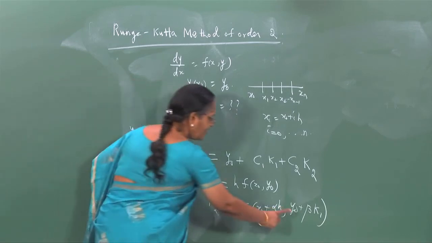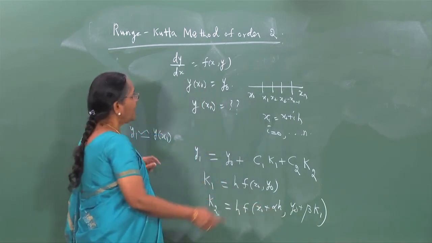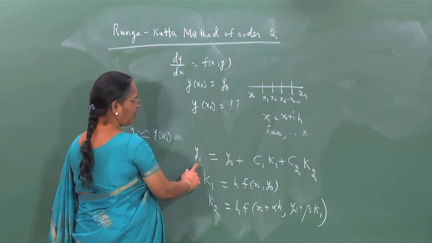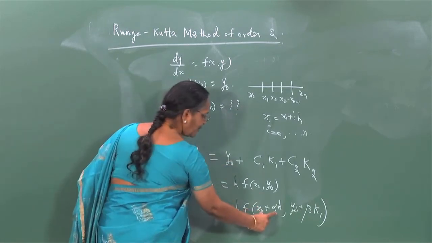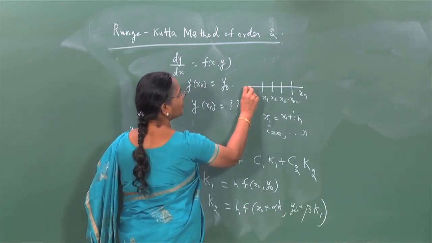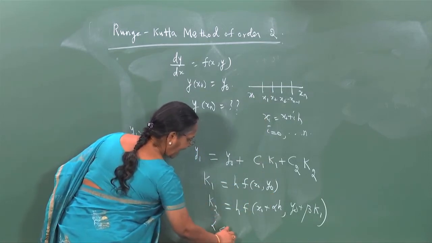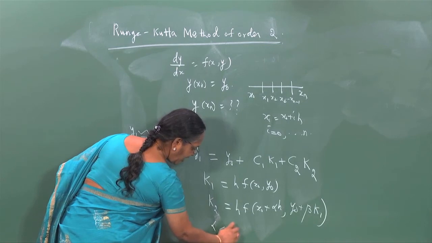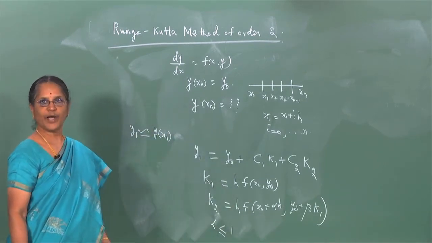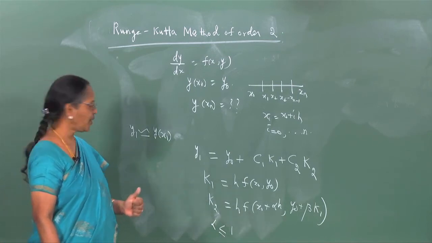And where does this point, this x naught plus alpha h, lie? We are computing the solution at x1, namely y1. So, I want this point x naught plus alpha h to be a point between x naught and x1. So, it is immediately clear that alpha is less than or equal to 1. This point can be x1 also when alpha is 1. So, I want the point to be somewhere between x naught and x1.